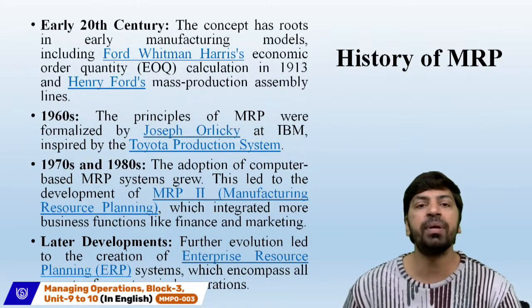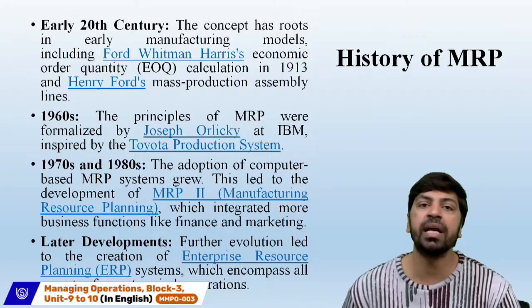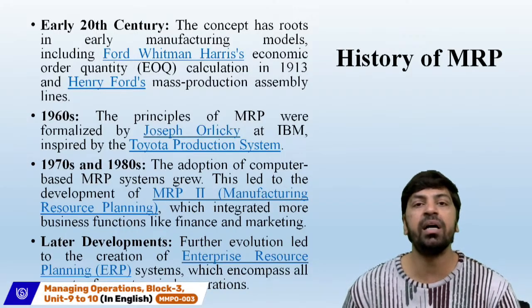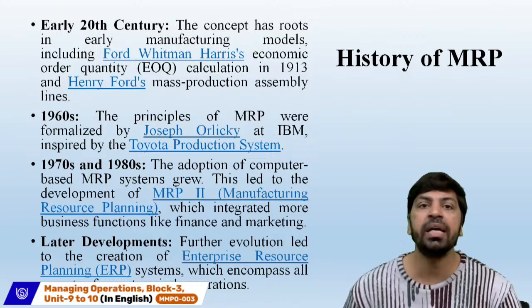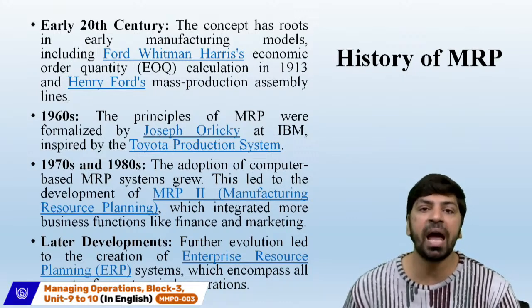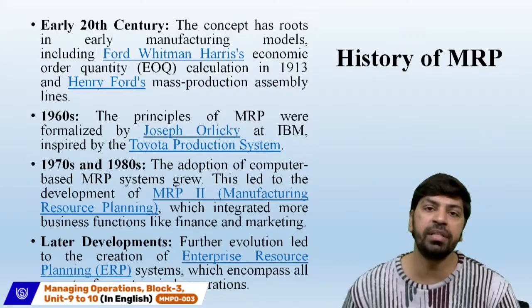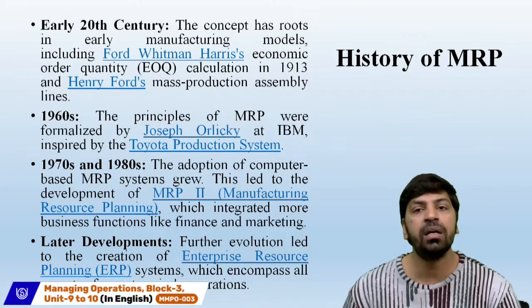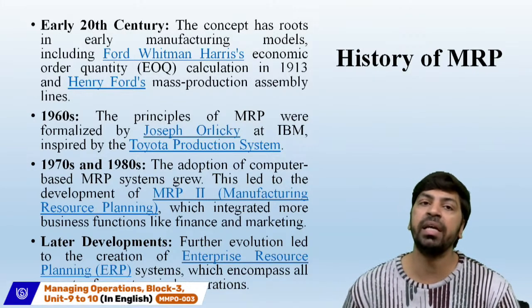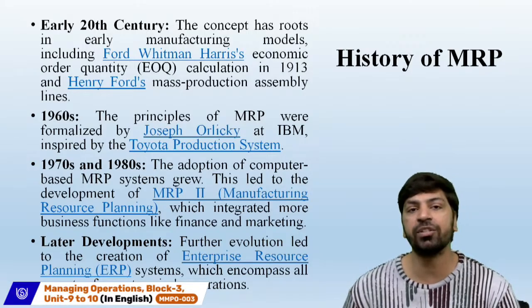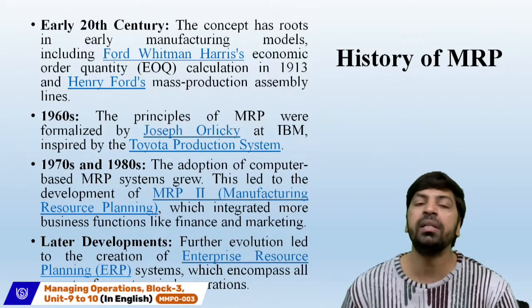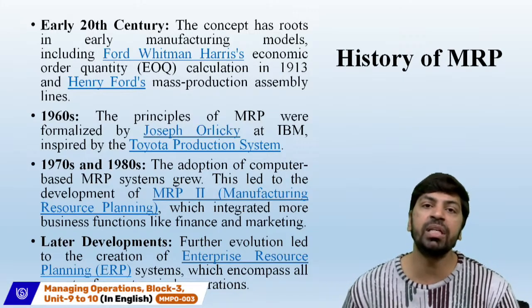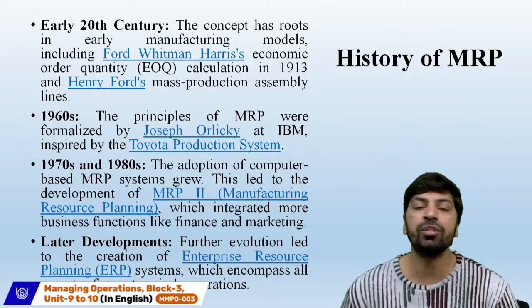History of MRP. In the early 20th century, this concept has roots in the early manufacturing models, including the Ford Whitman Harris economic order quantity calculation, which was done in 1930, and the Henry Ford mass production assembly lines came up. Then next, in the 1960s, the principles of the MRP were formalized by Joseph Orlicky at IBM, inspired by the Toyota production system.